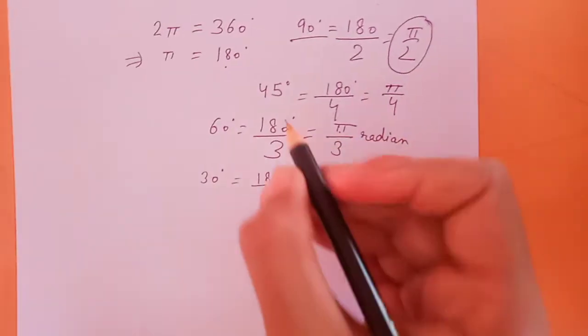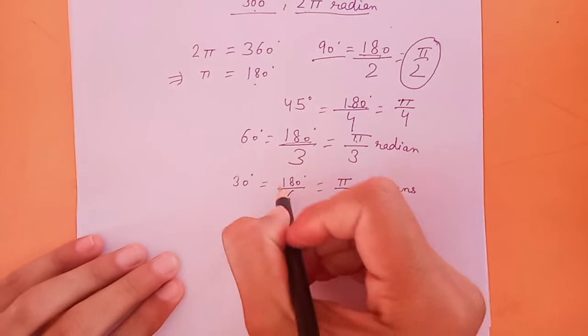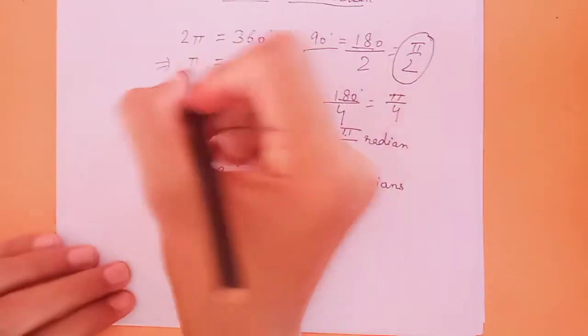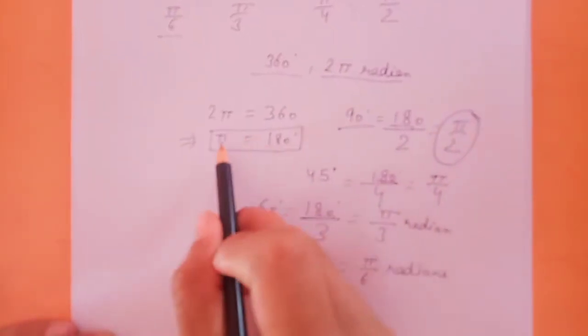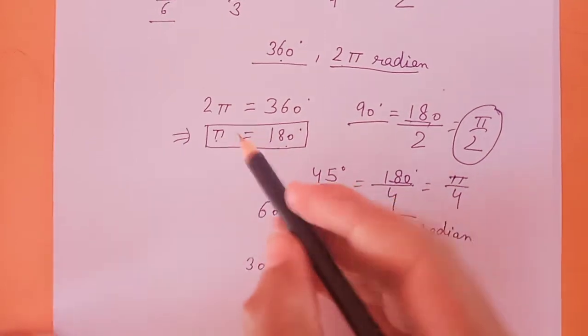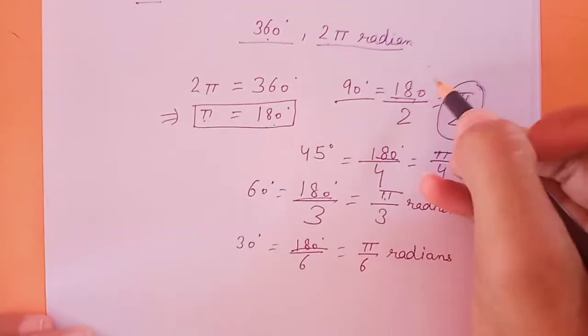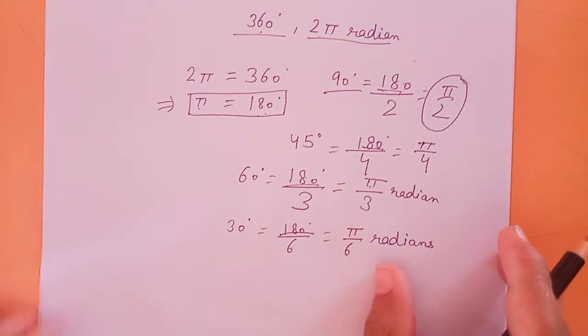But tell me, why in every angle have we used 180 degrees here, and not any other? The reason is that we have a specific measure: 180 degrees is equal to pi radians. If we know this, we can find the others from it. Do you understand it? Yes.